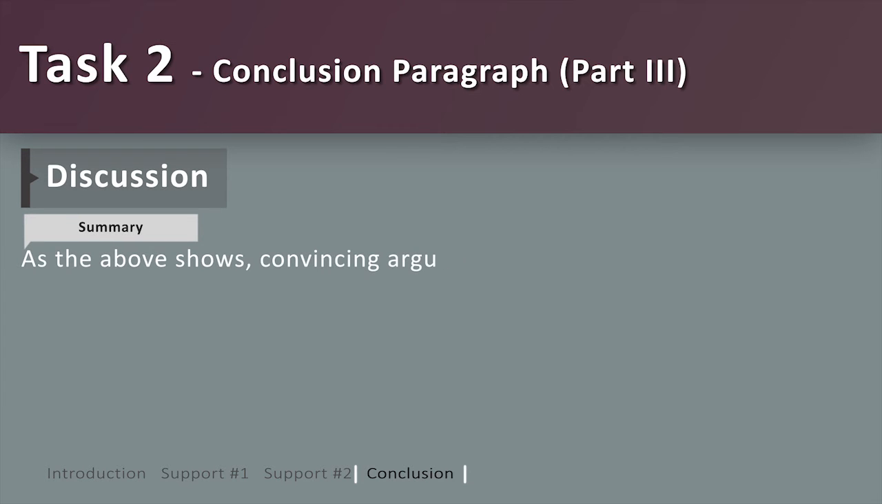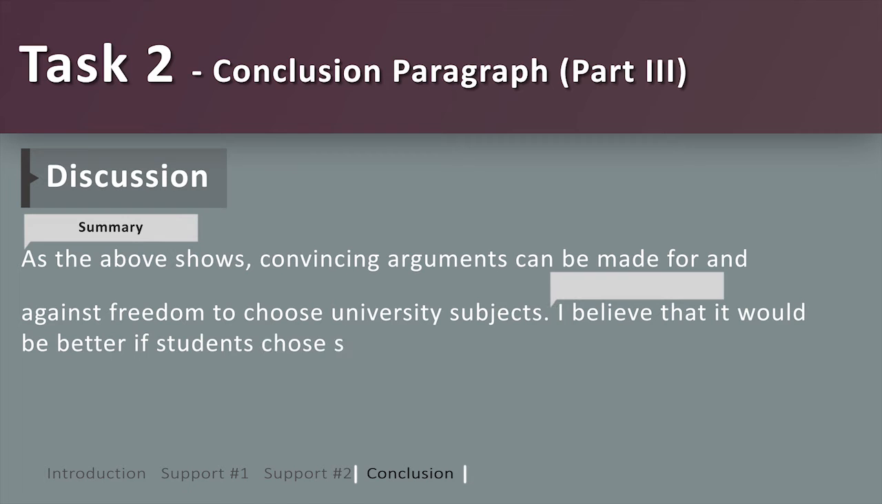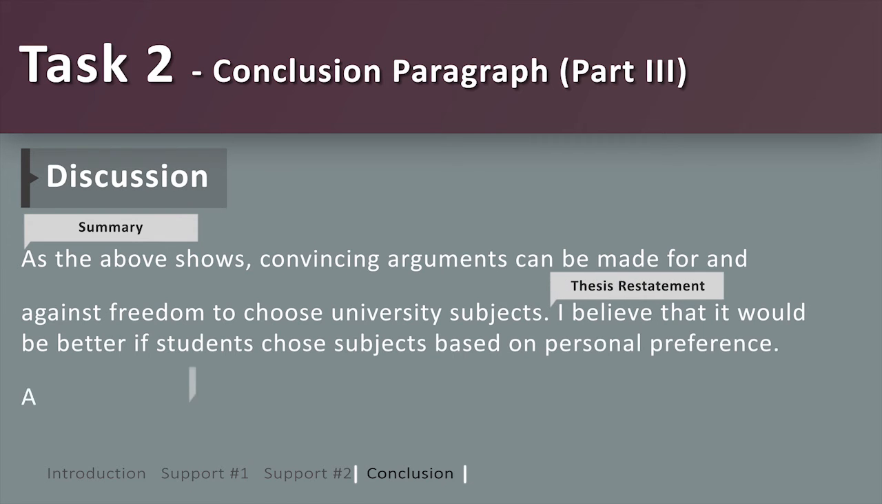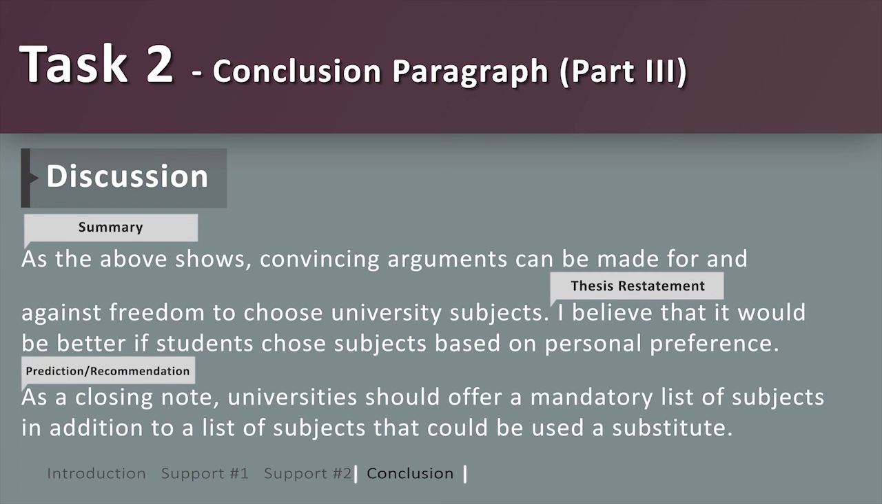As the above shows, convincing arguments can be made for and against freedom to choose university subjects. I believe that it would be better if students chose subjects based on personal preference. As a closing note, universities should offer a mandatory list of subjects in addition to a list of subjects that could be used as a substitute.